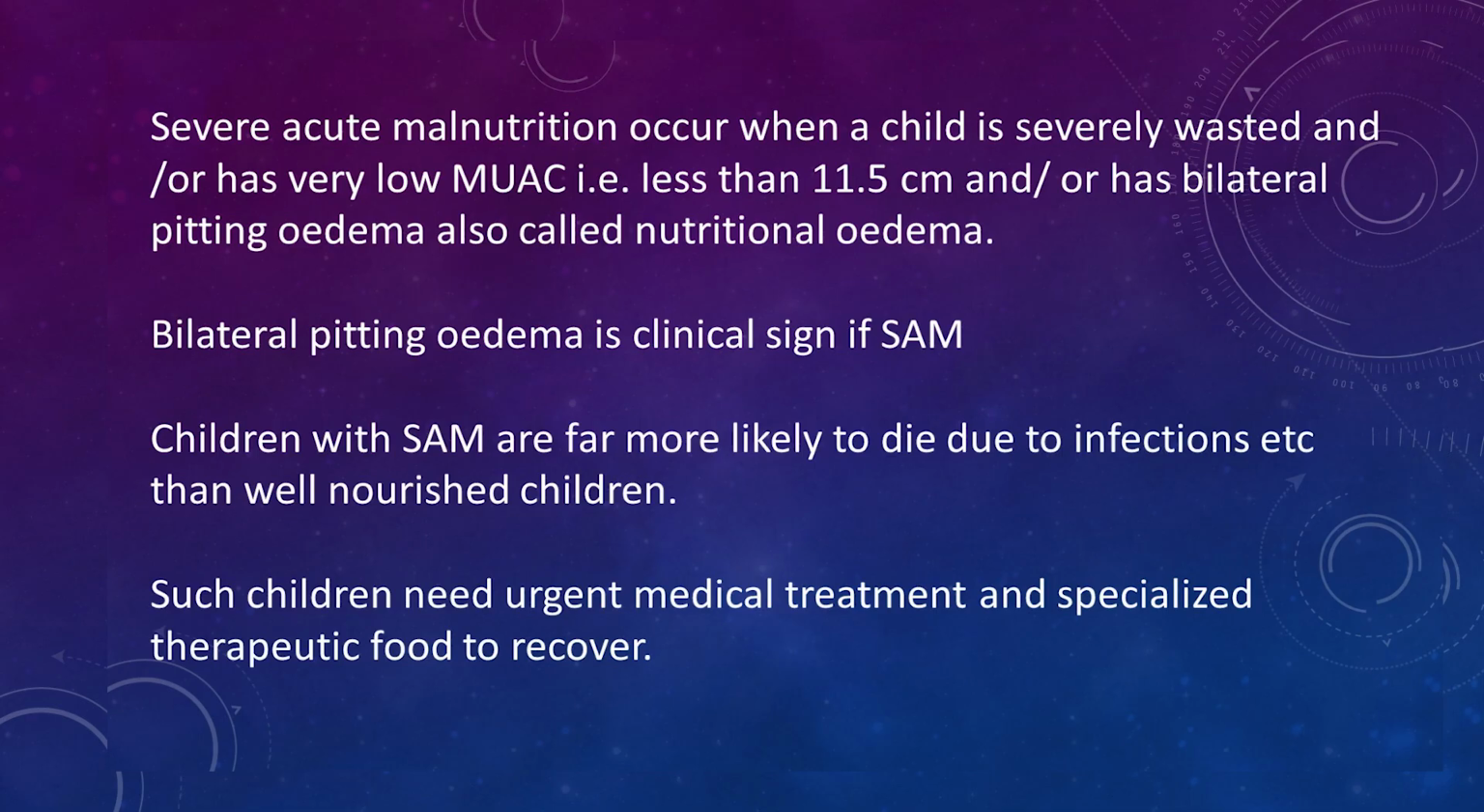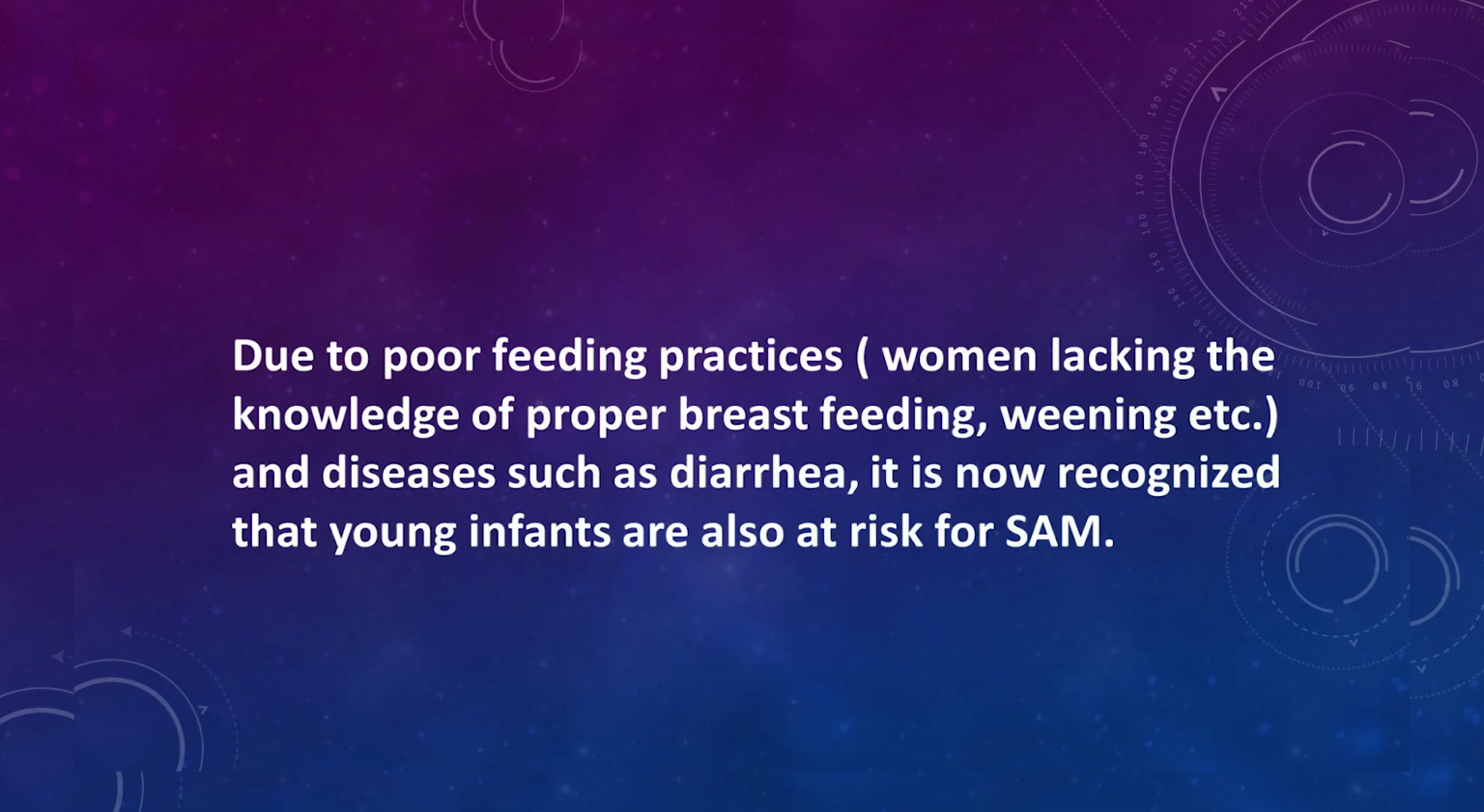These children are kept in an ICU under observation until they recover completely from severe acute malnutrition. Now, due to poor feeding practices, like a woman lacking the knowledge of proper breastfeeding, weaning, etc., and disease such as diarrhea, it is now recognized that young infants are also at risk of severe acute malnutrition.